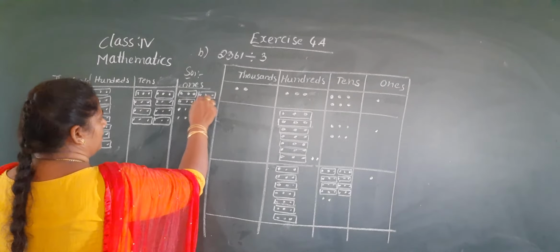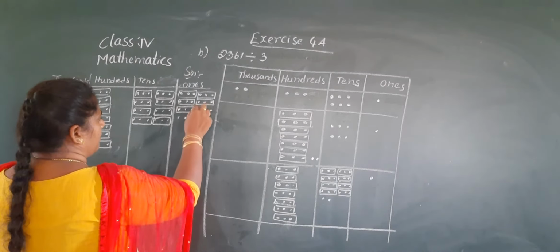Group of 3. Finish. Okay, and now we will write the groups. Come on, tell me. How many groups are there? Yes, thousands, 0, hundreds. Count 1, 2, 3, 4, 5, 6, 7. How many tens? 1, 2, 3, 4, 5, 6, 7, 8. How many ones? 1, 2, 3, 4, 5, 6, 7.